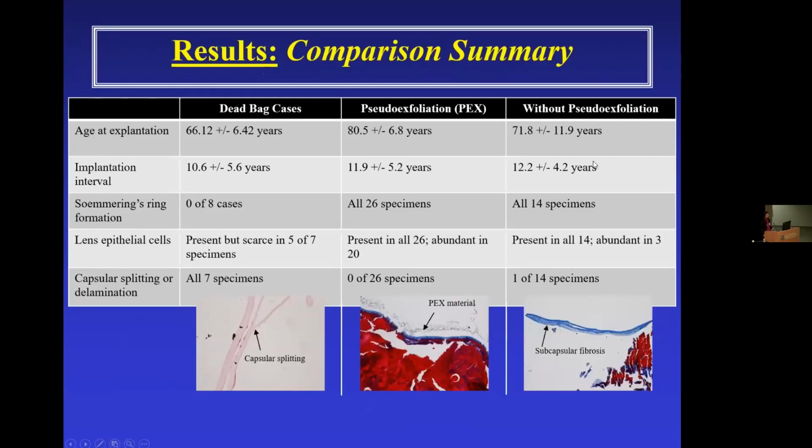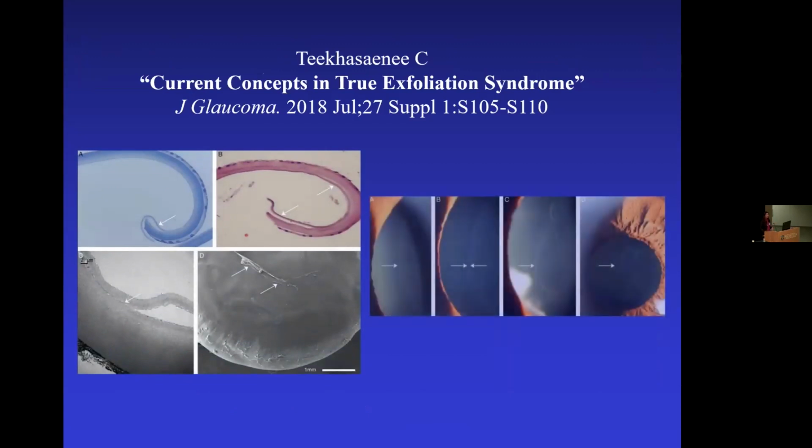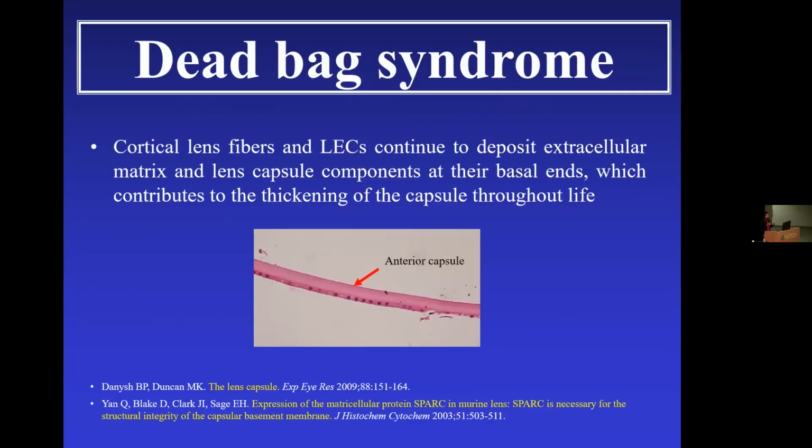In this summary, you see that when you have in-the-bag dislocation with or without pseudoexfoliation, you have a lot of Soemmering's ring and lens epithelial cells. We found just one specimen with delamination. You can see this delamination also in true exfoliation syndrome, but usually this is related to patients working with intense heat. This can be seen also in advanced aging. The lens epithelial cells are very important for the capsule, and they continue to deposit material on the capsule throughout life.